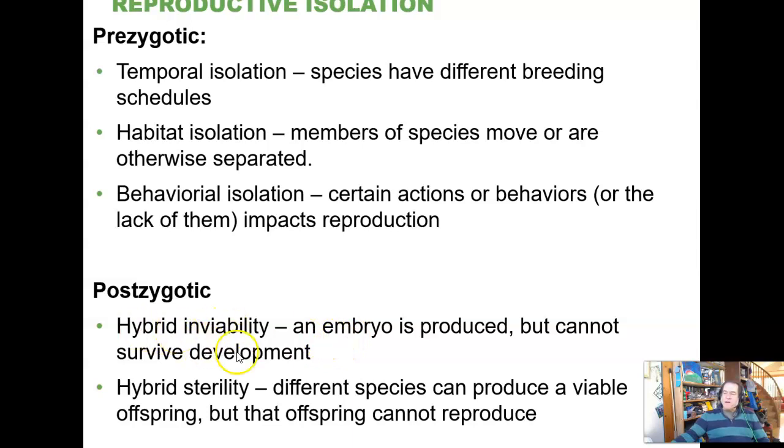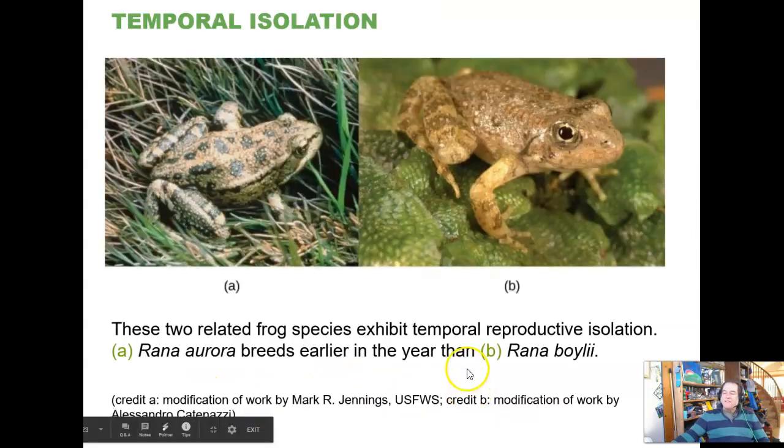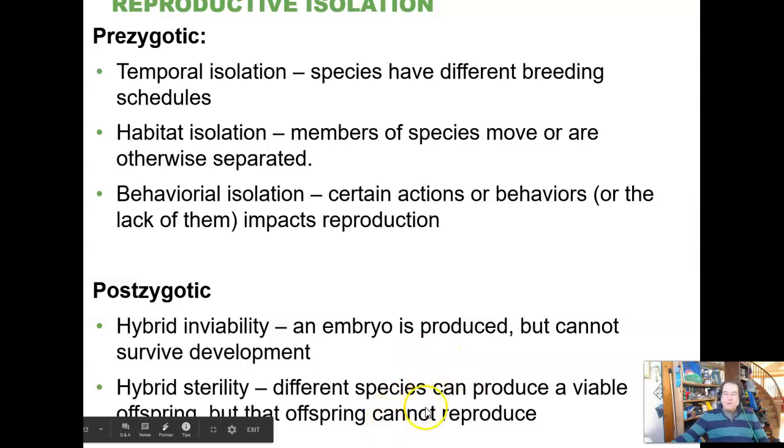Hybrid inviability: if an embryo is produced, it cannot survive development, okay? So that's a post-zygotic barrier. Hybrid sterility, that's the mule right here. We can make a hybrid, but the hybrid can't itself reproduce because the chromosome count is different, okay? And there's one more version that's not listed on here for some reason, but it's in your book. And that is gamete incompatibility.